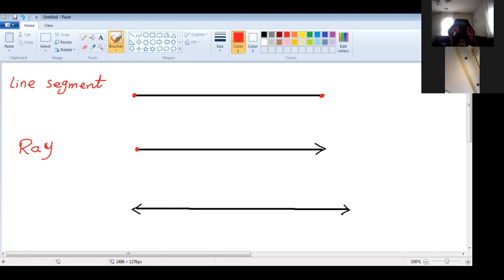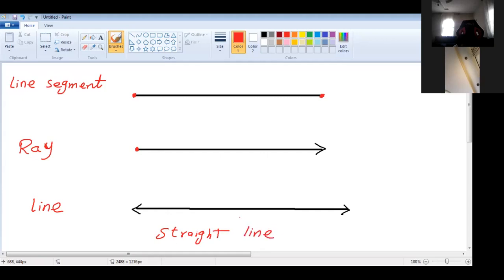What about the last one? It's all in one. No endpoints. So this one is a line. You can say it's a line, or sometimes we call it a straight line. Okay.